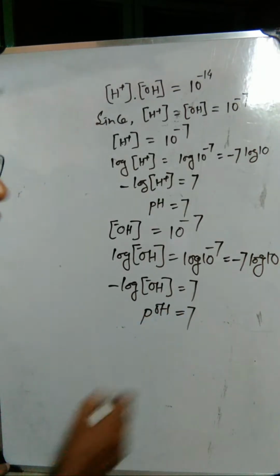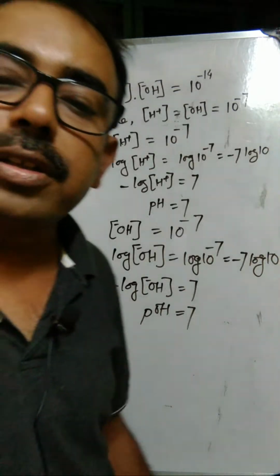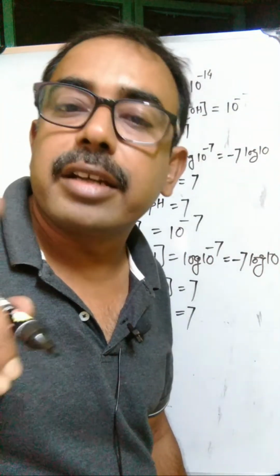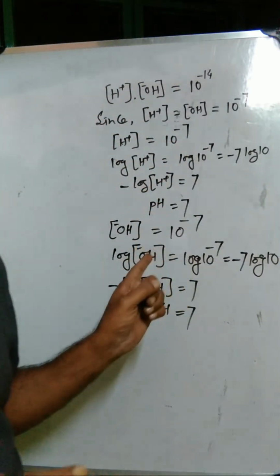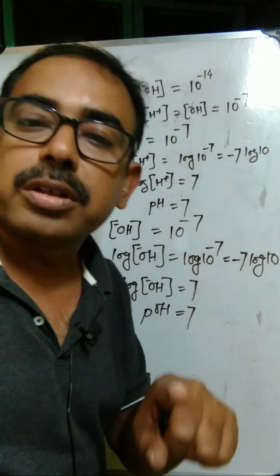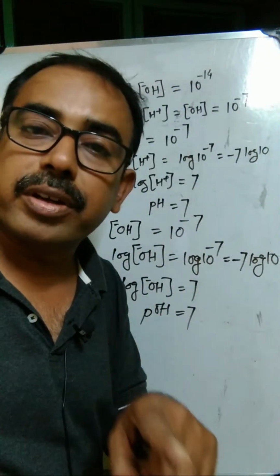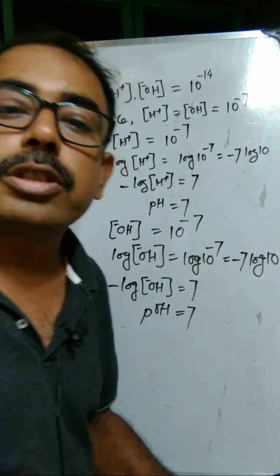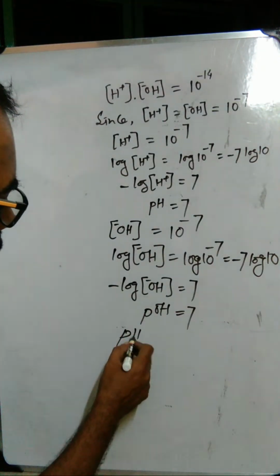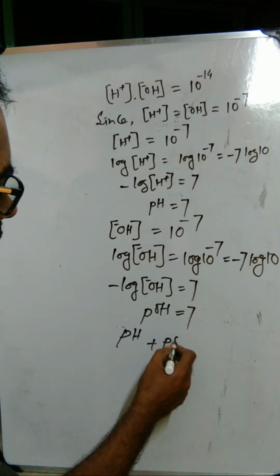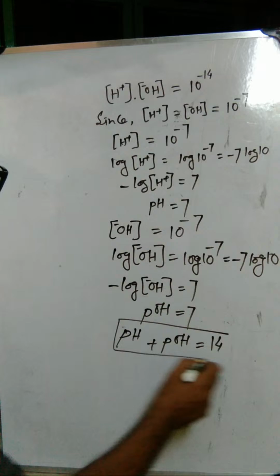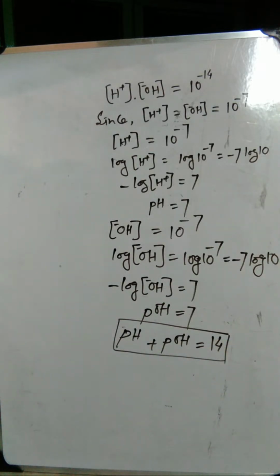So pOH is also 7. So for pure water, the concentration of H plus and concentration of OH minus ions are equal, and we see from here that the pH of pure water, neutral water, neither acidic nor basic, is 7, and pOH is also 7. Therefore, pH plus pOH equals 14. This is always constant.